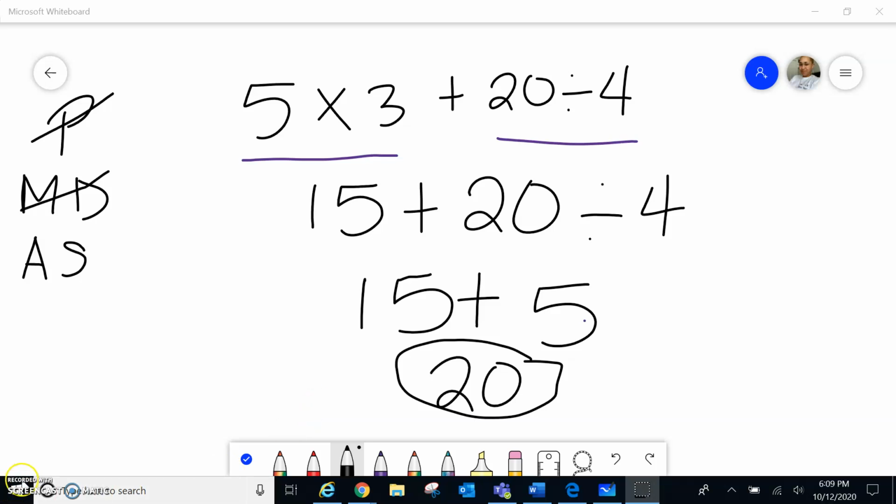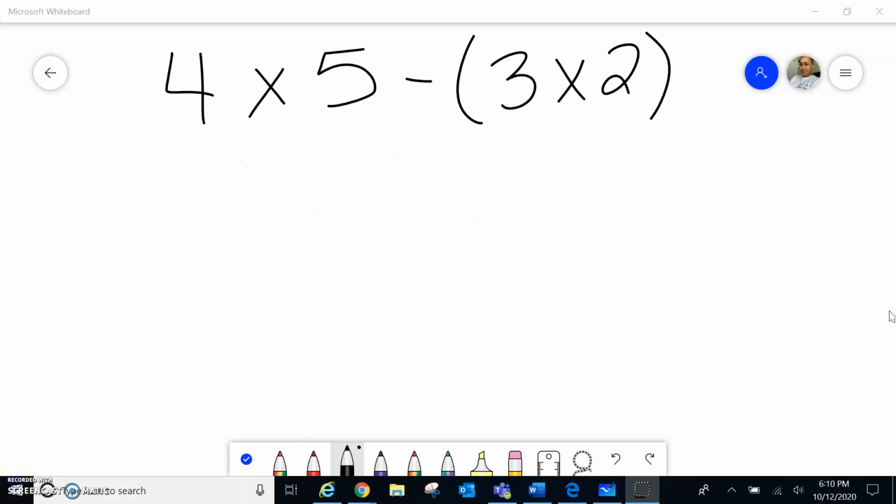All right, let's try one more. Now we have 4 times 5 minus 3 times 2. Again, order of operations, so what's going to go down the side? P, M, D, A, S. Parentheses, multiply, divide, add, and subtract.